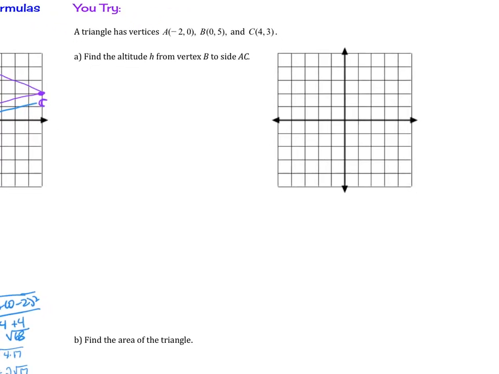This is a triangle that has vertices (-2, 0), (0, 5), and (4, 3). Find the altitude, so you need to plot the points, find the height, and then you're going to find the area of the triangle.